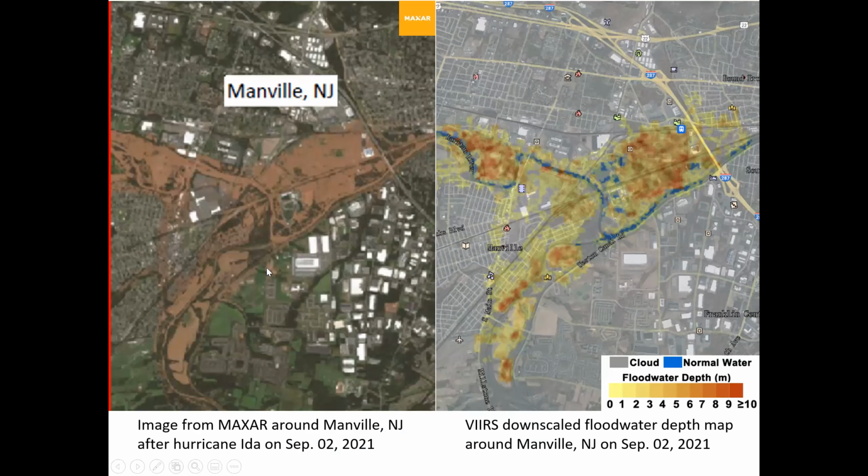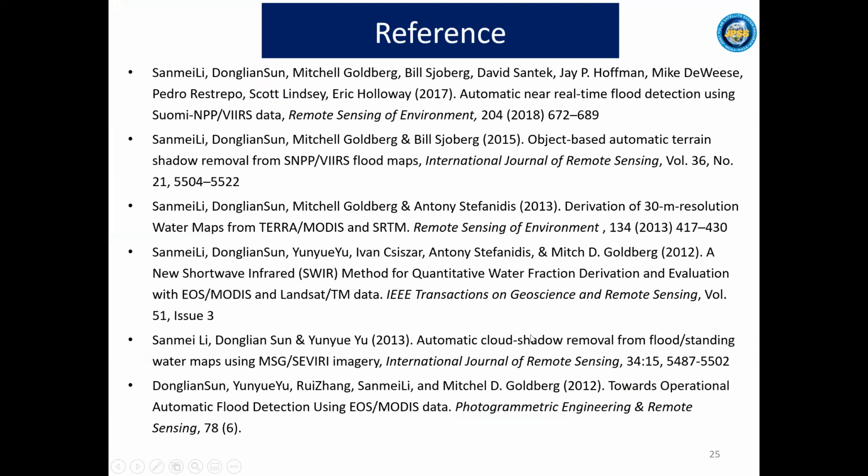We got a GRI image, which has about 50-centimeter resolution, showing the flood water in Manville, New Jersey. We compared the VIIRS downscaled results with the GRI image, and we see the results are quite consistent with the GRI image. These are some references to the algorithms. That's it. Thank you.